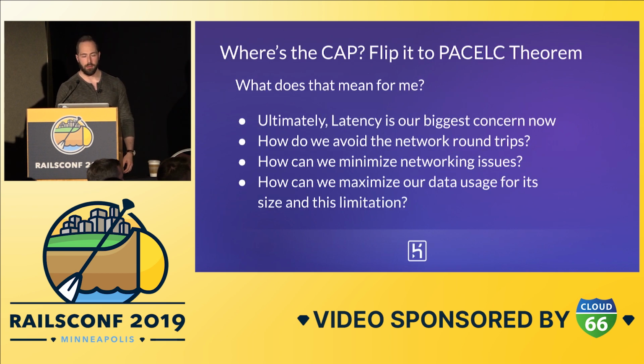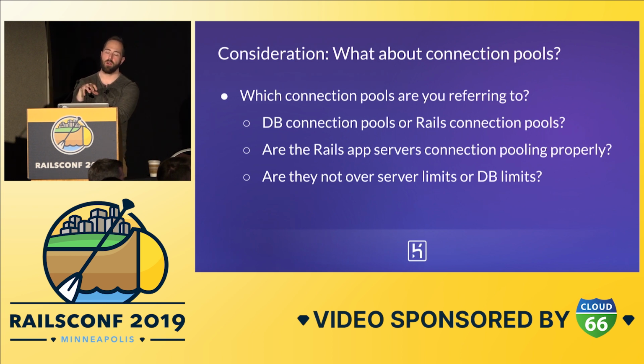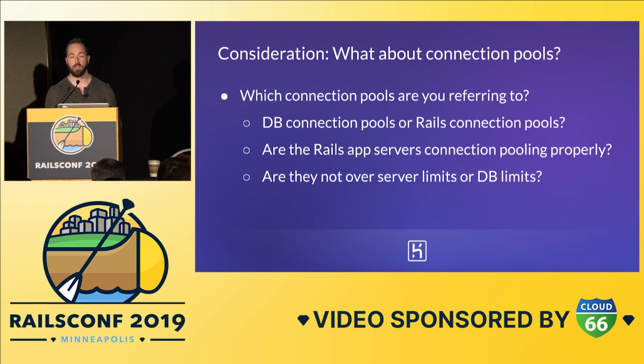So, some things to consider. What connection pools are you talking about? Are you referring to database connection pools or the Rails connection pools? Are the Rails servers actually using connection pooling properly? Are they not over their attempted limits on the app servers or the DB limits for the DBs? There are a lot of times where you can configure Rails to try to establish connections to any one database. Now, if you've spread out your databases into 5 or 6, you have to go hunt for which limit you're talking about.